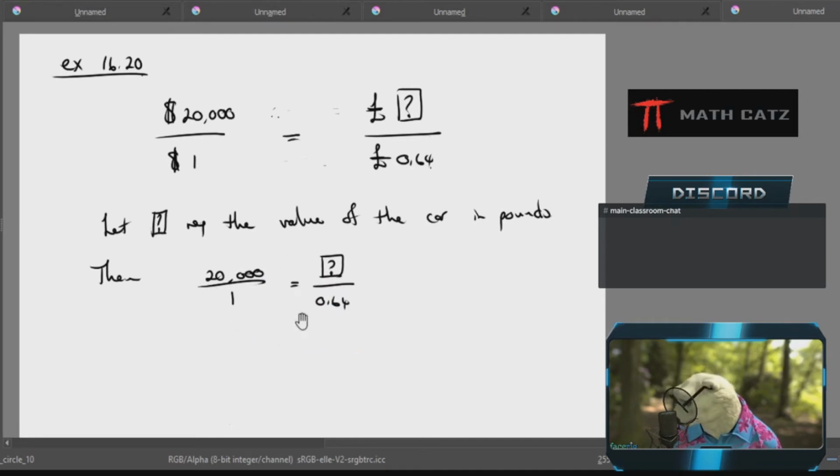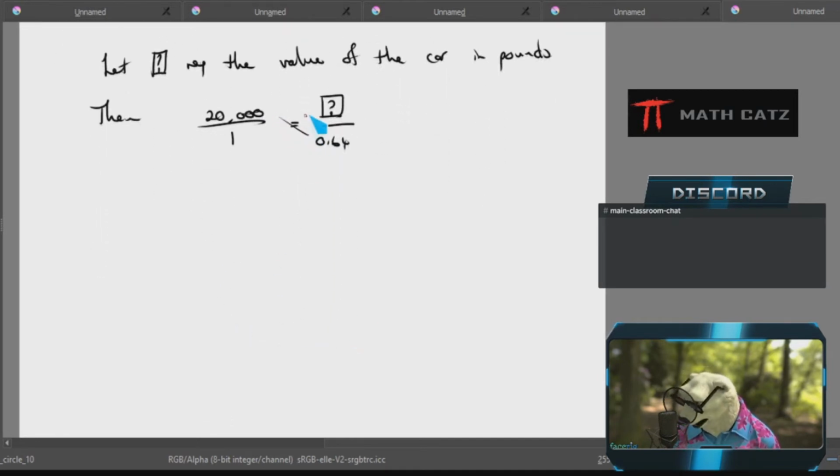Solving this tells me how I need to combine the numbers in question. Now it's 1 times question mark, so I don't even need to write a 1 there, right? There's only one question mark. And the others are 20,000 times 0.64. And that then gives me my answer. Let's do it.